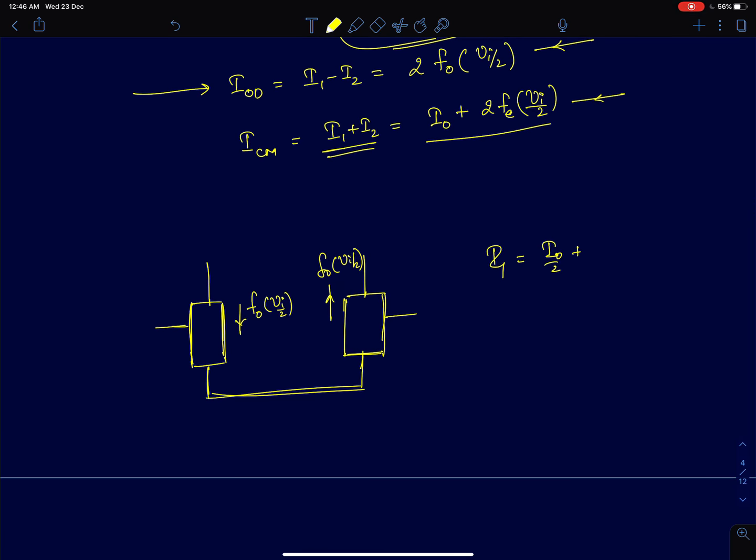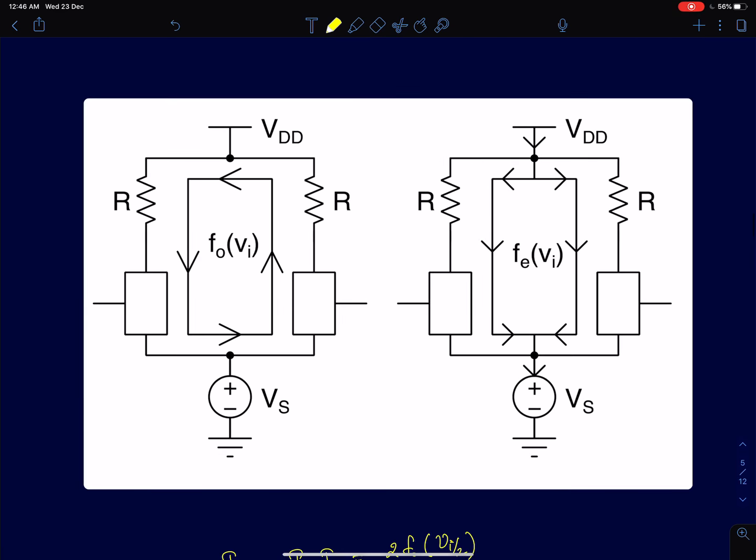So that current, if I try to plot it, if I try to see the direction in which the currents are going to flow in a differential amplifier, that's what I've shown in this circuit here. I've split the currents as odd current and even current. Now the odd harmonic currents: any increment in I1, the odd harmonic increment, is exactly equal to the decrease in the current I2, because if F0 of Vi/2 is the increase in I1, then the decrease in I2 is minus F0 of Vi/2.